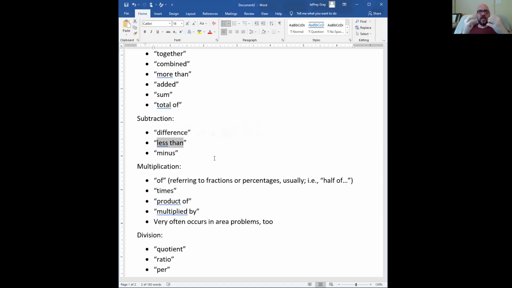Whatever it is less than is the thing you start with, and then you subtract off the first bit. So subtraction is the only one that commonly works that way in English. The others typically go left to right in English. The order you say it in is the order it appears in the equation. Generally, you can get fancy with it, but mostly that's true.